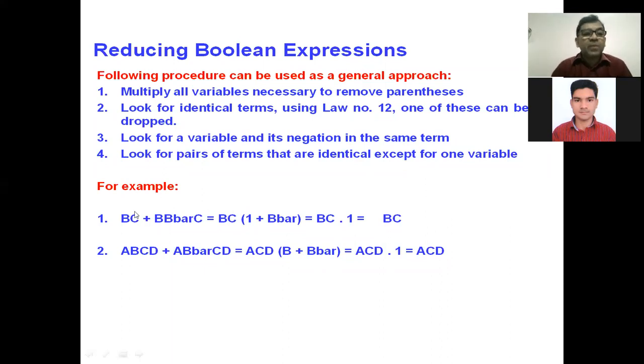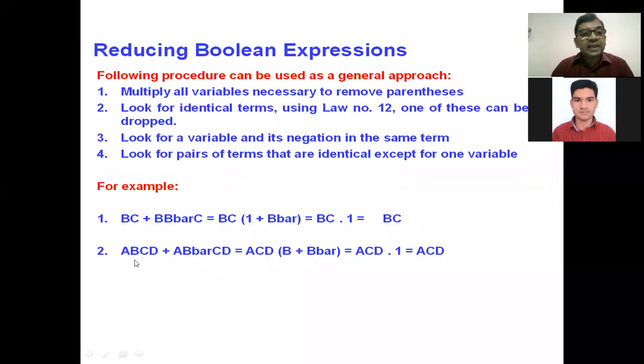For example, BC plus BB bar C. This can be written as BC, then 1 plus B bar. 1 plus B bar is nothing but 1. So BC dot 1 is equal to BC.